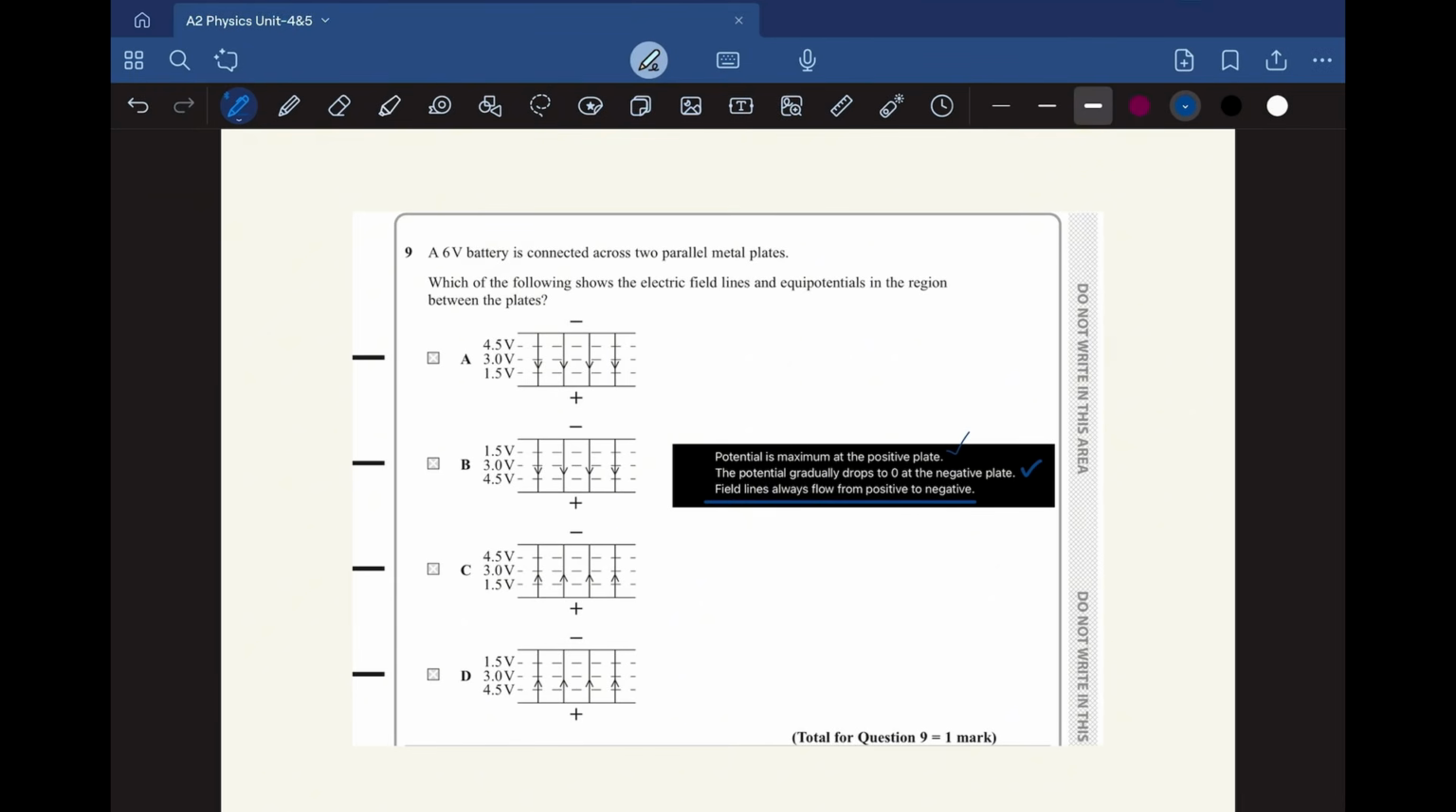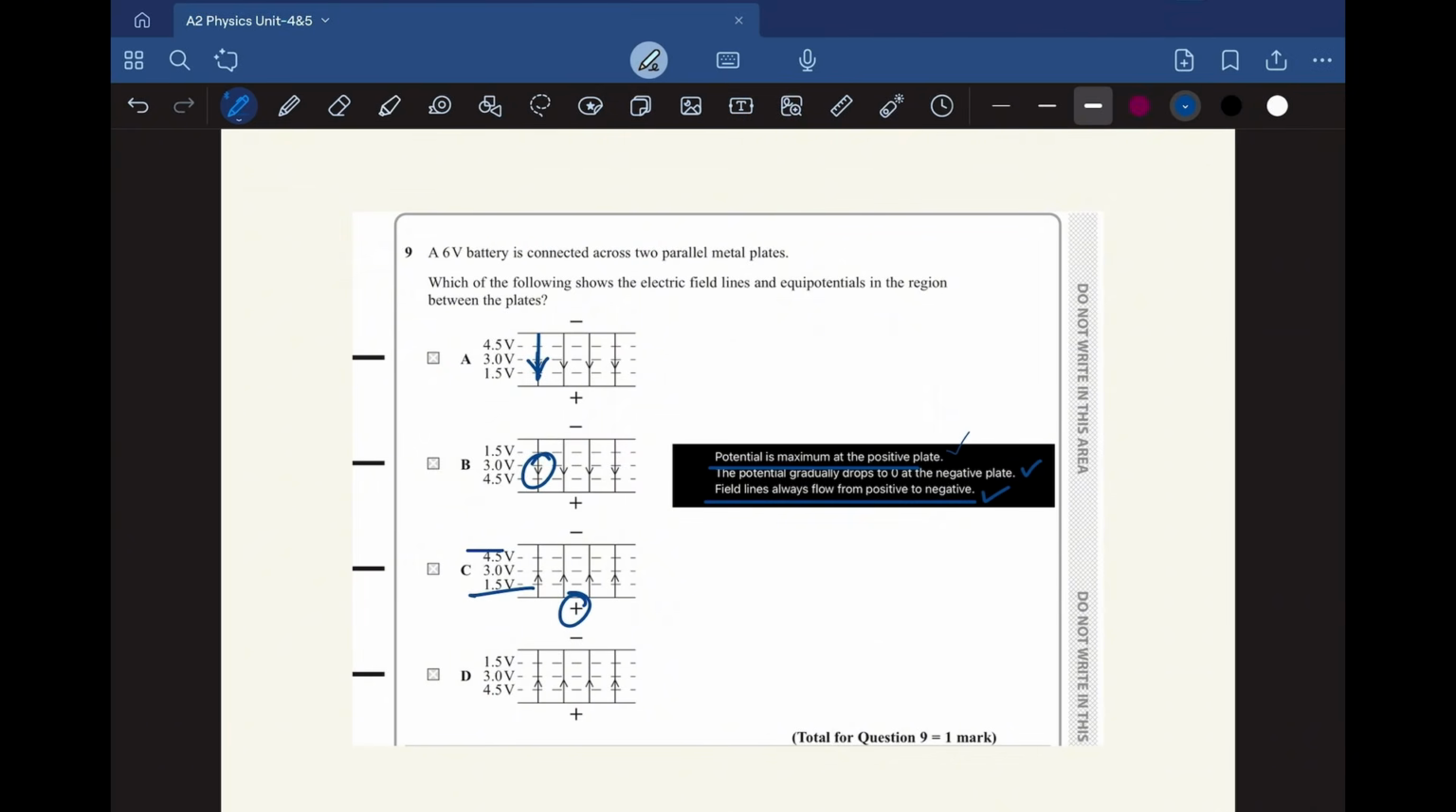Now, let's see option A. You can see it is flowing from negative to positive plate. So we cannot say it is correct because the field lines are flowing from negative to positive, which should have flowed from positive to negative. And option B is also the same. It is flowing from negative to positive, so it's not the correct answer. And here it is flowing from positive to negative. Yes, it's correct, but it is going from a smaller value to a bigger value. No, potential is always maximum at the positive plate.